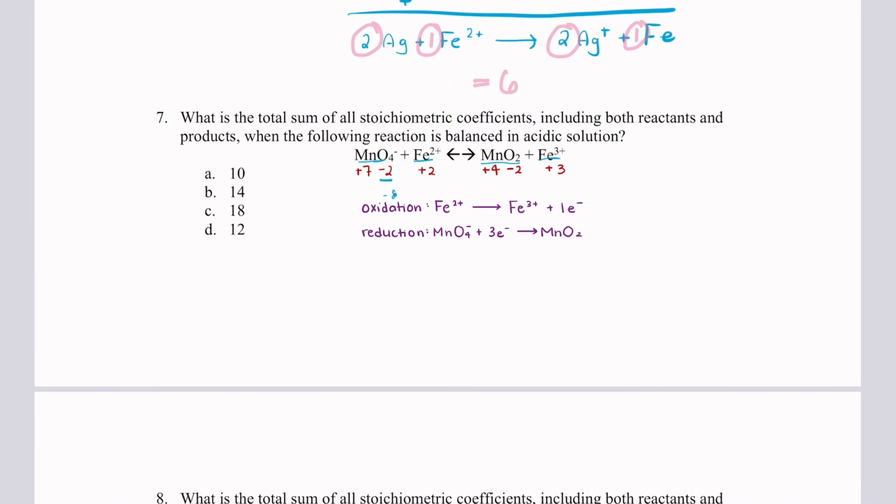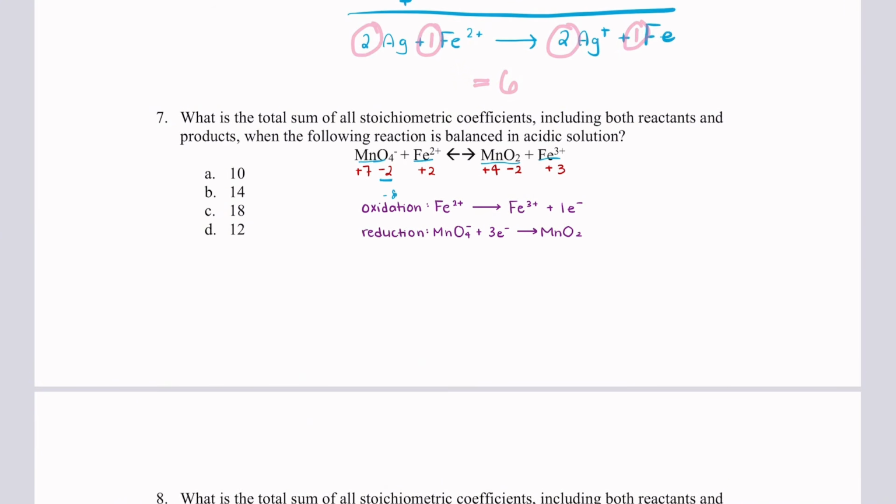Now we can write the 2 half reactions. For the reduction half reaction, permanganate is becoming manganese 4 oxide, and it must gain 3 electrons. For the oxidation half reaction, iron 2+ becomes iron 3+, and it gives off 1 electron. To make the electron transfer equal, 3 electrons must be lost in total. So I'm going to multiply the iron half reaction by 3.